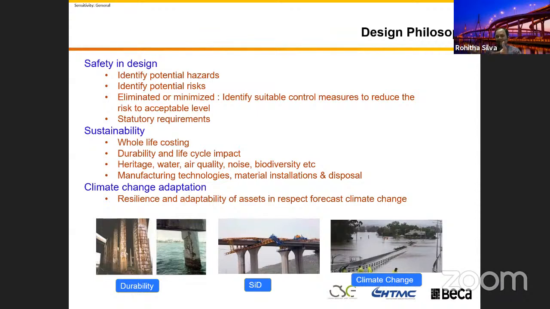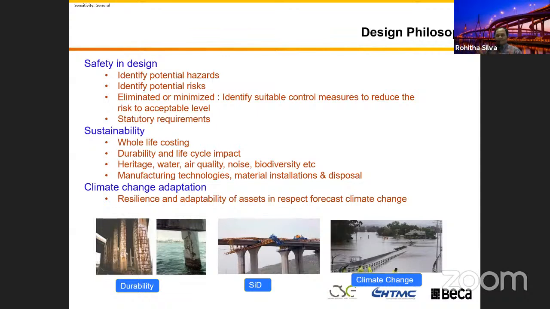This is not common only for bridges. Any engineer, not just the structural engineer, has to keep this in mind when they are designing. It doesn't matter whether electrical, electronic, civil, mechanical or whatever discipline. And the heritage, water, air quality, noise and biodiversity are the things you need to preserve. You can't build a bridge by destroying a heritage that is important for future generations.